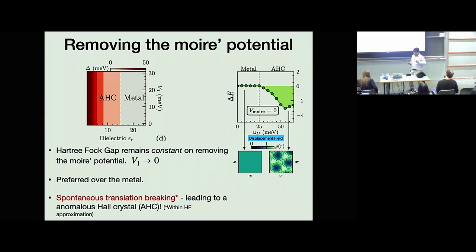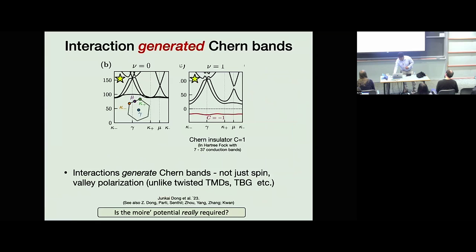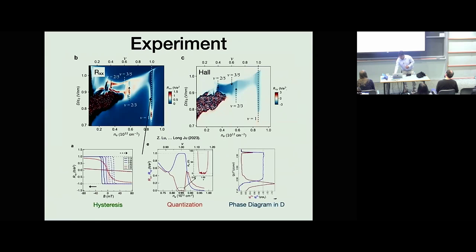In the range which you call metal, do you still have valley polarization? Yeah, so it's a spin and valley polarized metal. Actually, that's true in the experiment as well. You can see this part is in the metal, and it has an anomalous Hall effect. You see it as finite Rxy.